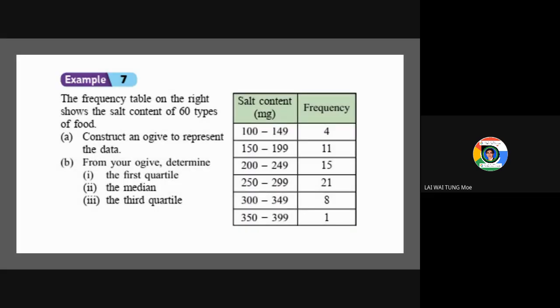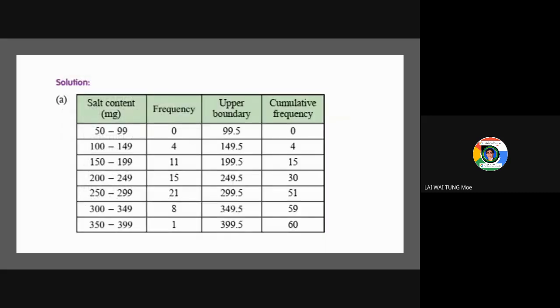So now let's look at the example. Given here is a frequency table of salt content of 60 types of food. Construct an OGIF to represent the data. This is the first question. And then from your OGIF, determine the first quartile, the median, and the third quartile. Very straightforward question. So we look at the solution.